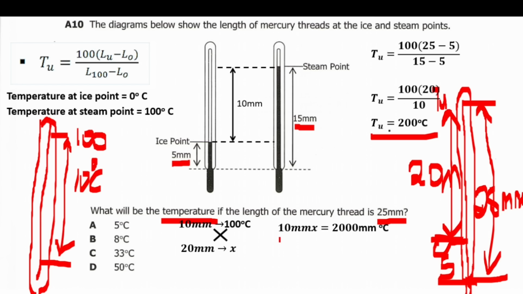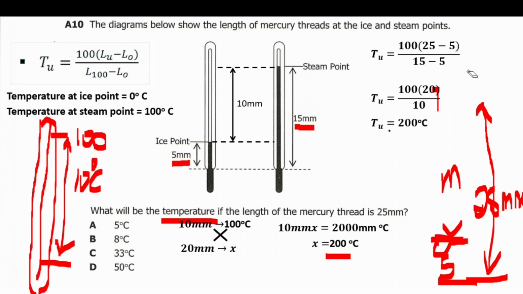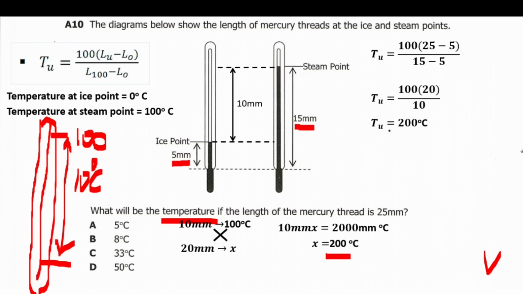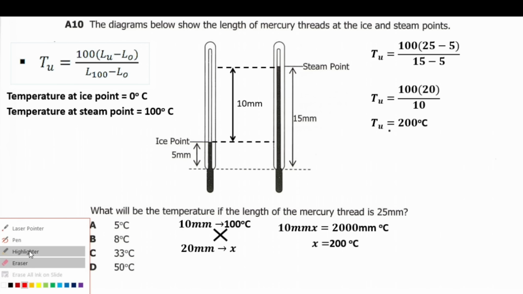So you divide this side by 10, also by 10 millimeters. 10 millimeters will remain with x as what? 200 degrees Celsius, as found by the previous situation. So here it simply means that the ECZ guys did not provide the correct option here. So let's go to the next question.